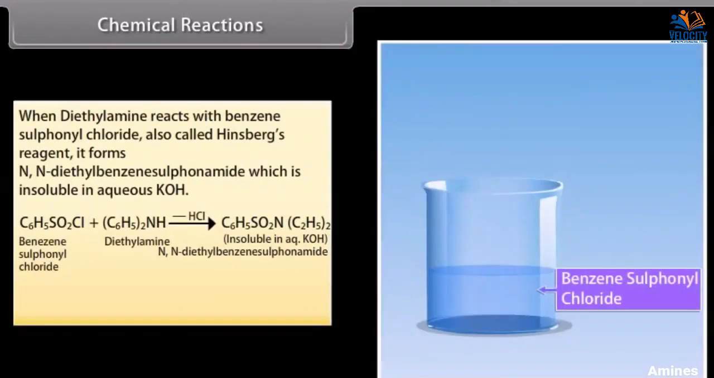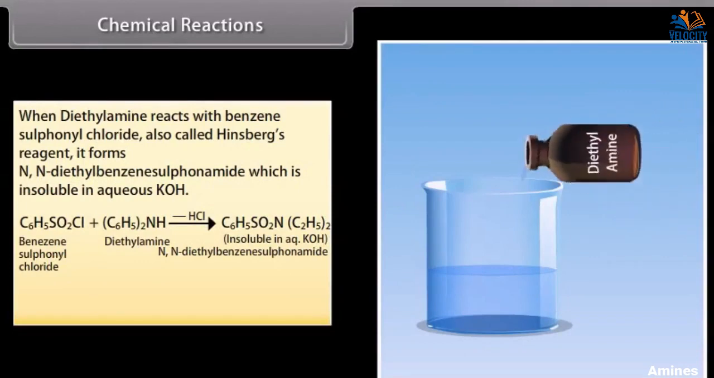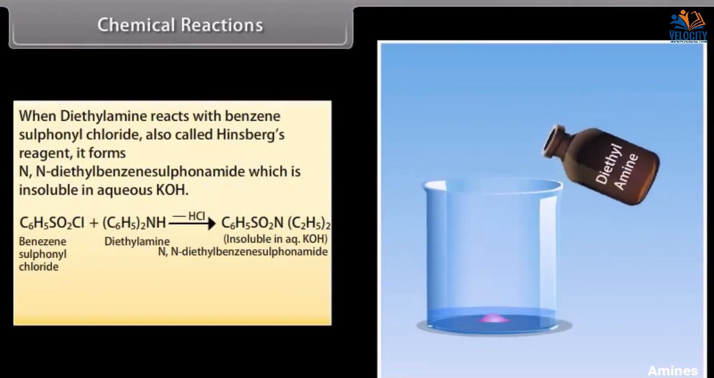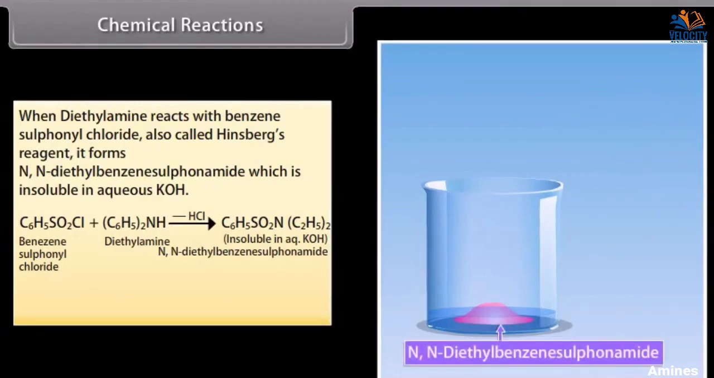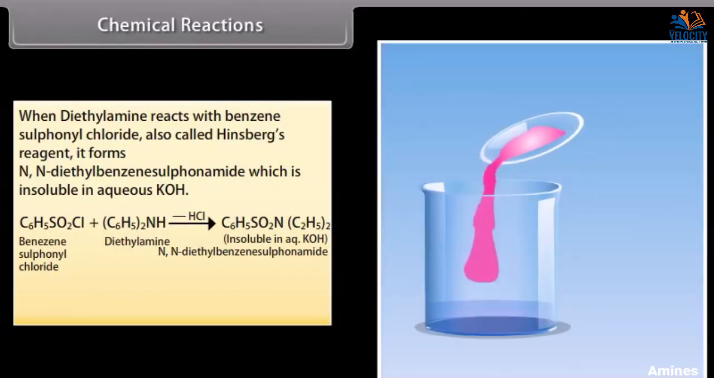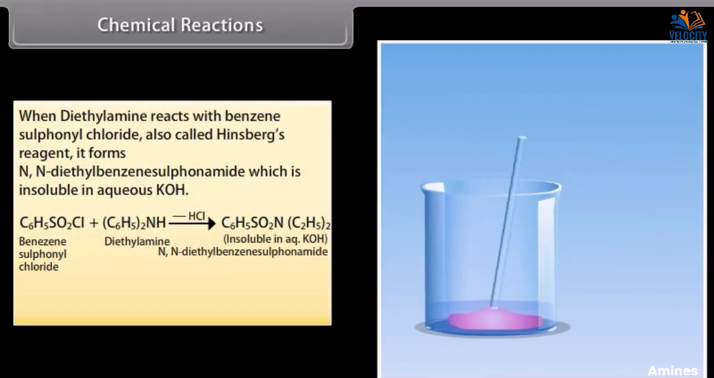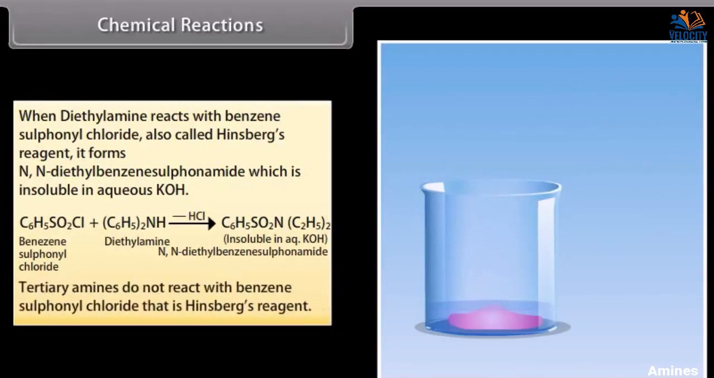When diethylamine reacts with benzene sulfonyl chloride, also called Hinsberg's reagent, it forms N,N-diethylbenzene sulfonamide, which is insoluble in aqueous potassium hydroxide. Tertiary amines do not react with benzene sulfonyl chloride, that is Hinsberg's reagent.